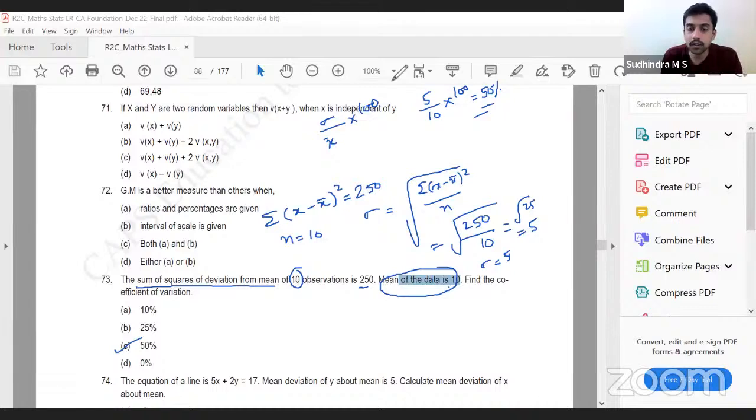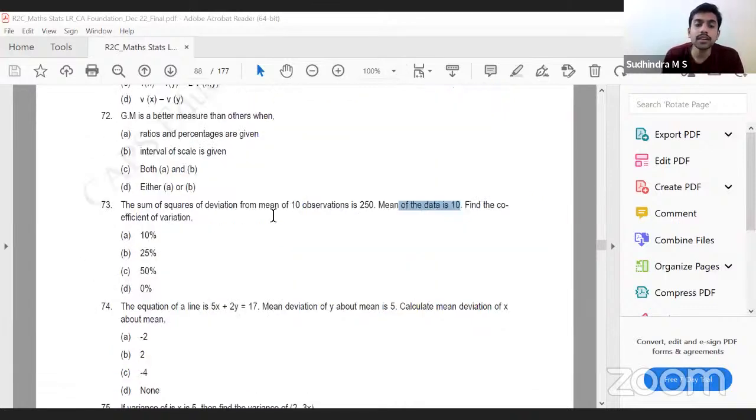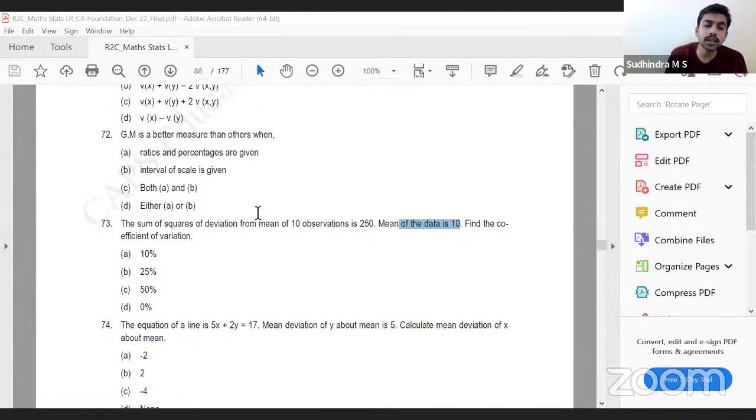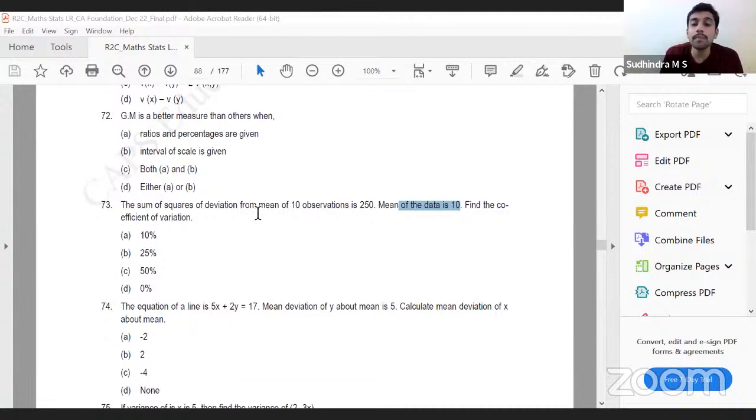We'll move on to the next question. Equation of a line is 5x plus 2y equals 17. Mean deviation of y about mean is 5. Calculate mean deviation of x about mean. True, sir. 2 is correct. 2 is the right answer.